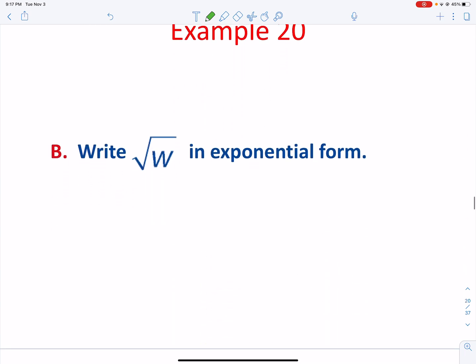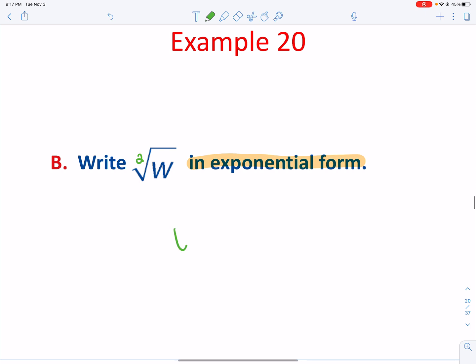So example 20, when they ask you to write in an exponential form, that's writing it as a fraction. Well, they don't write the 2 here, but this would be a square root. So my answer on this would be w to the 1/2. And so that's exponential form when you write it as an exponent. Radical form is when you put it as a square root.